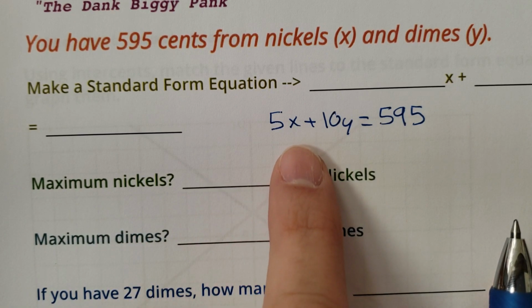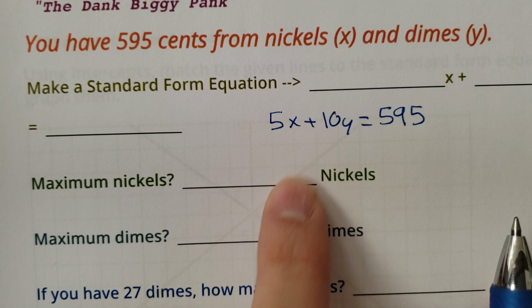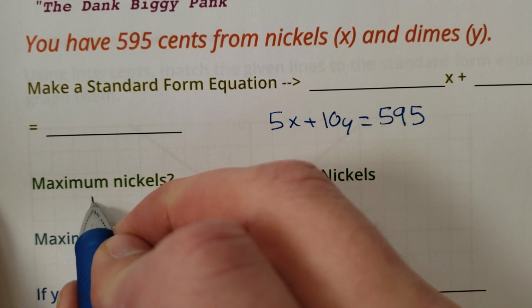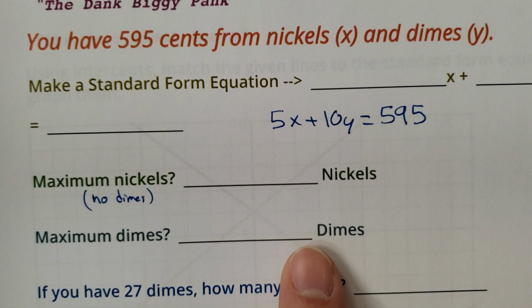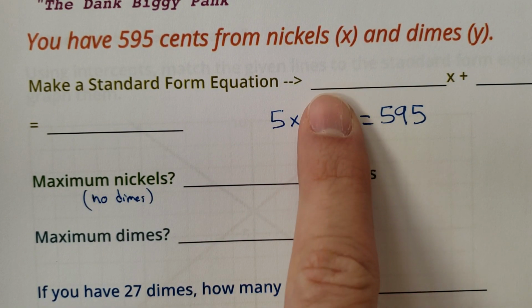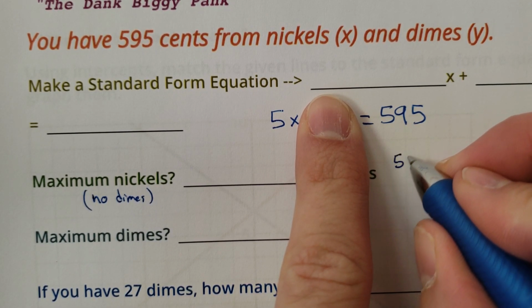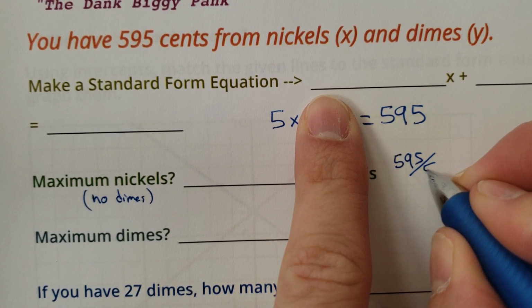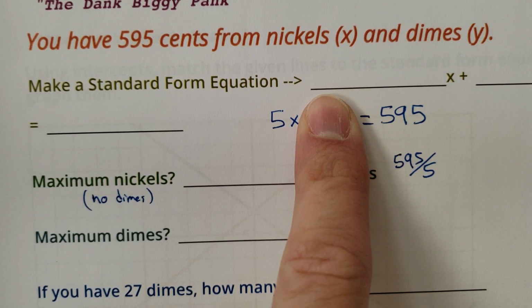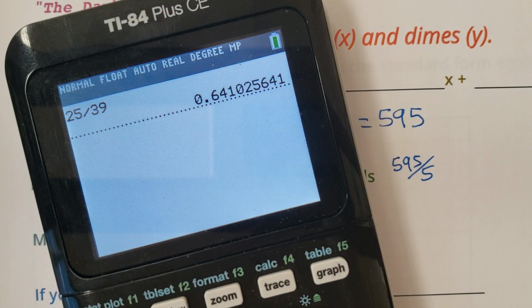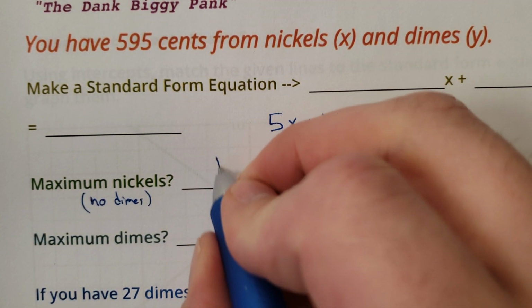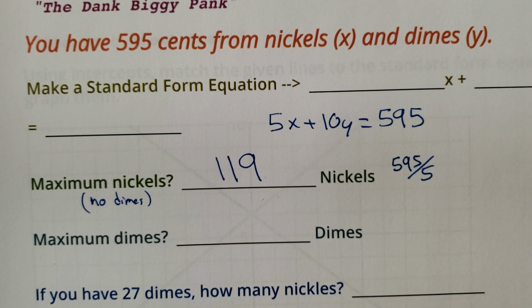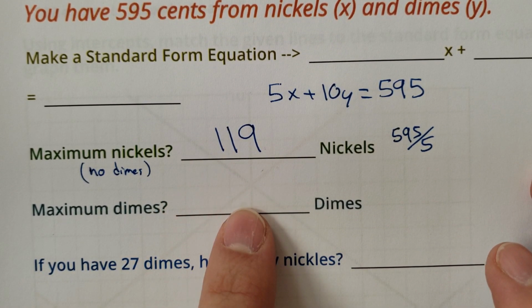Okay, so if you were to max nickels, basically it's like finding the x-intercept. Max nickels basically means no dimes. If you had no dimes, you would go, boom. So I have 595 cents divided by 5. And then, Mr. Calculator, where are you? Oh, good. There you are. It was nearby this time. Lucky me. 595 divided by 5 is 119. Eesh. That's a lot of nickels. 119. That's if it was all nickels, students. If it was all nickels, you'd have 119 of them.